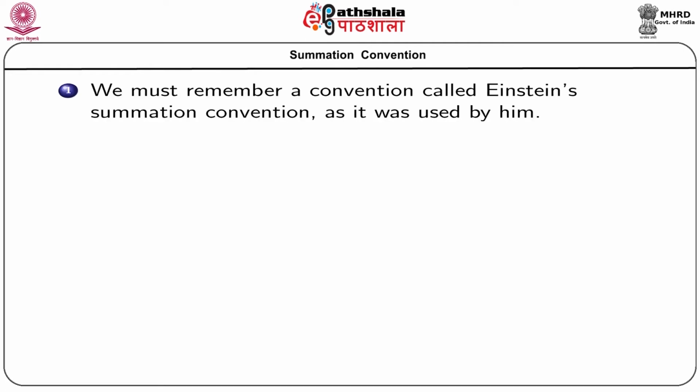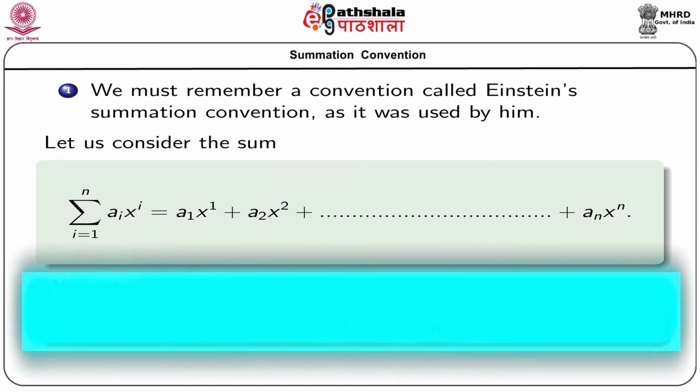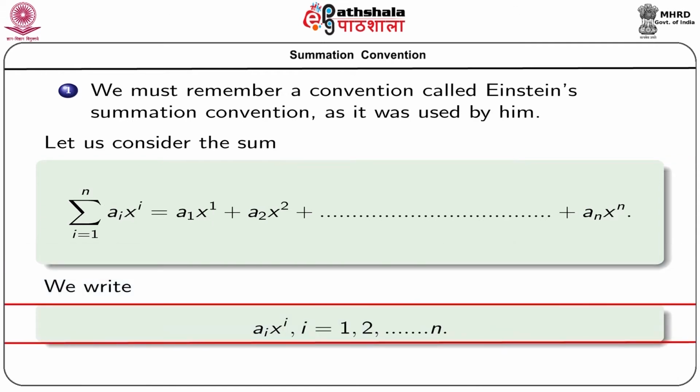Let us consider the sum, summation i equals 1 to n of a_i x^i, which can be expressed in the following way: a_1 x^1 plus a_2 x^2 plus dot dot dot plus a_n x^n. This summation can be written by this. The summation sign is not given by Einstein, and it can be expressed in this form, that a_i x^i, and i is running from 1 to n.